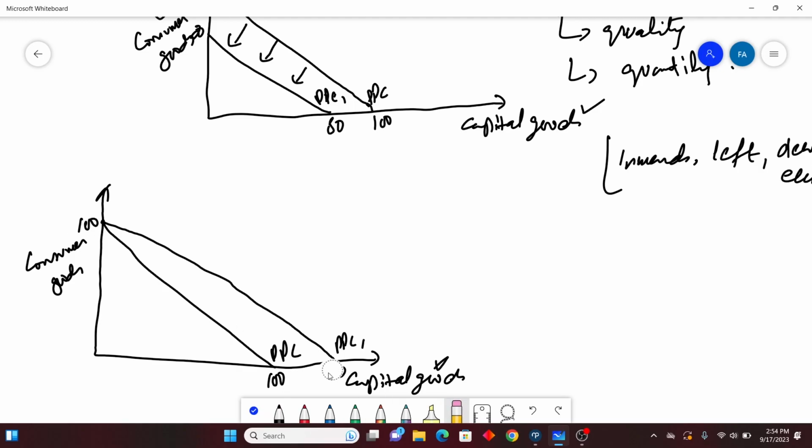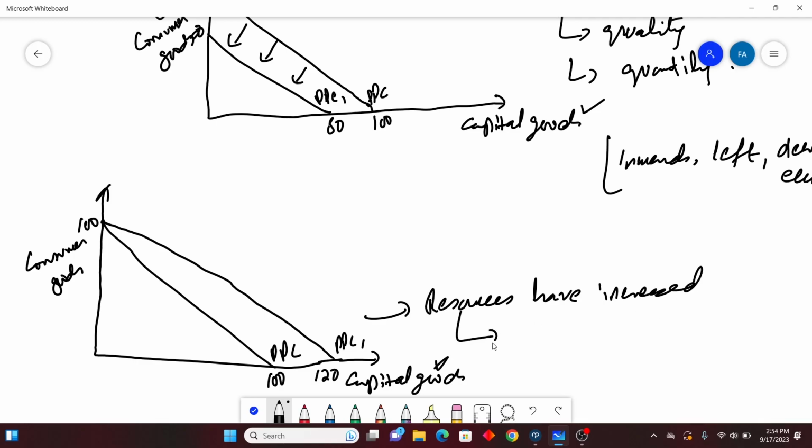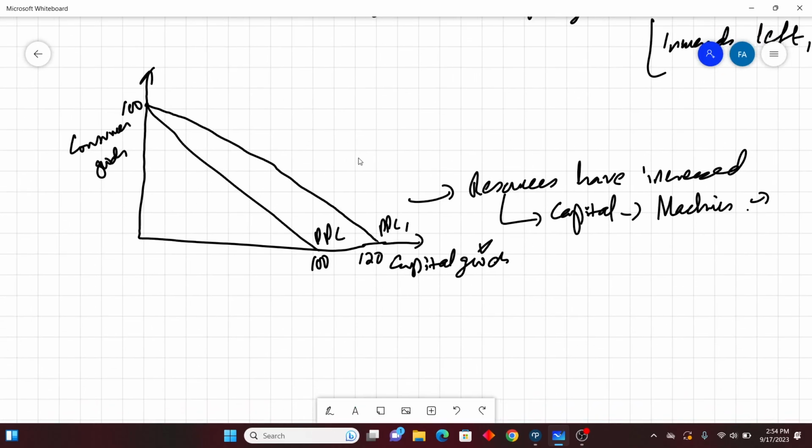I'll just make it better so that you could see this diagram very well. 120. So this means that resources have increased, but which type of resources? The capital has increased. That means the machines have increased. Maybe there could be more training, better equipment which would have increased the capital, but because of any reason your capital goods are increasing. So this is also called growth, but growth in capital goods only. I hope you are able to understand this.